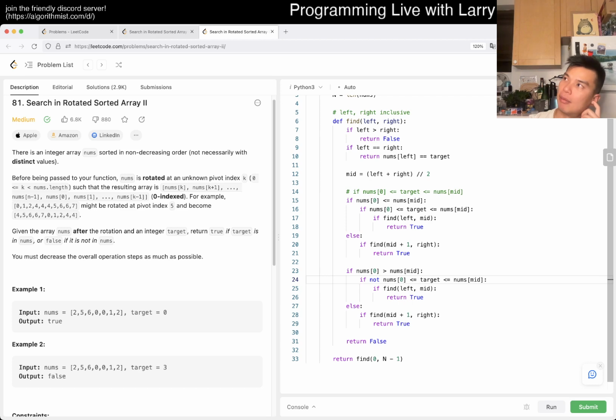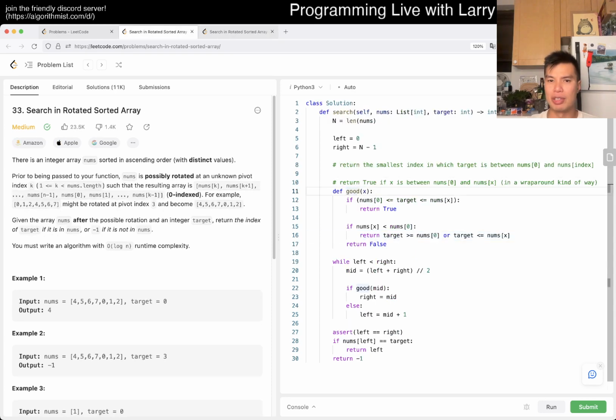I think I'm just being dumb. I think I'm mixing two definitions for this particular one. What I mean is that I'm using zero, so my definition here is not actually the same definition I have here, which is to return the smallest index between 0 and index.